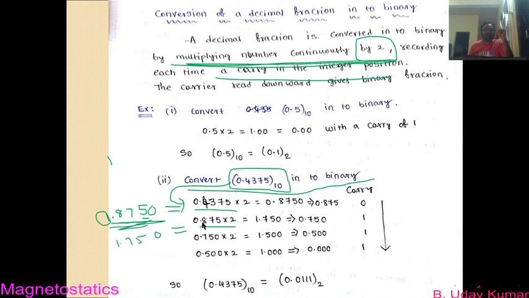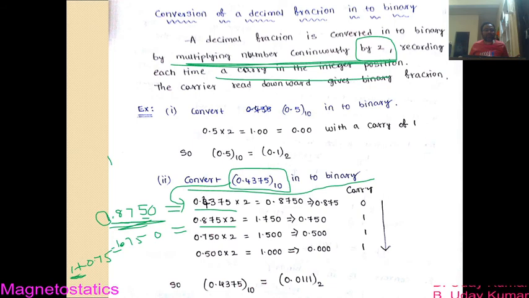Okay, and the next 2 eights are how much? 16, and 1 is carry there, right? So 17. So here 3 digits are there after the decimal point, and hence you get 1.750 here. This is what you get. So this is 1.750. Okay, so I can write this as 1 plus 0.75.